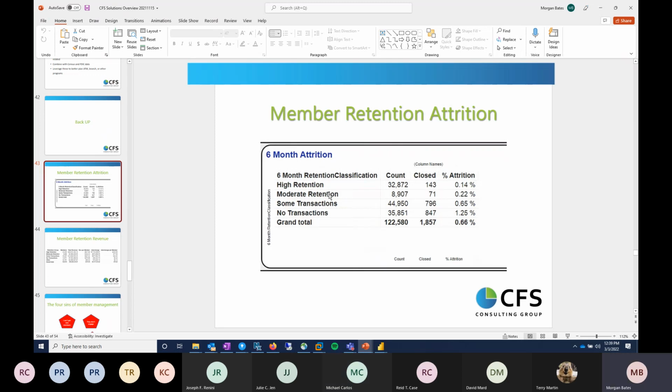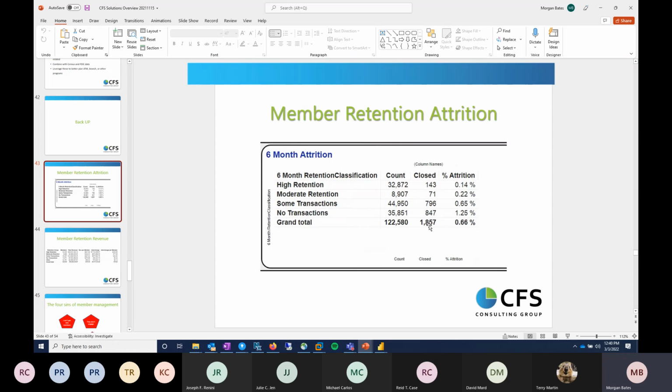And as you move up the categories, you can see how the attrition rate basically doubles from group to group. So as I move to the model retention, 0.22, to some transactions, 0.65, to no transactions where it's 1.25. And you may say, well, 1.25 is not that bad. Keep in mind, that's 1.25% of 35,000 people. You double it for the year, you're looking at 1,600. So you lost 1,800 members, so it's 3,000, let's call it 3,400, 3,600.